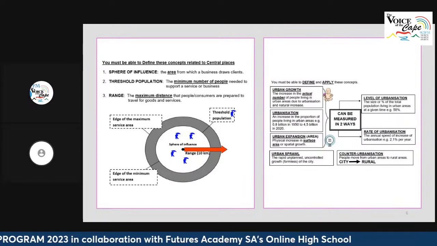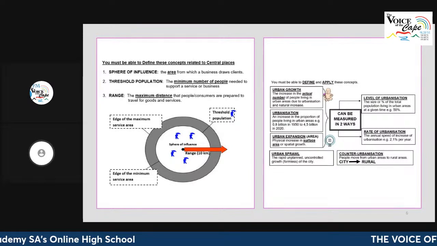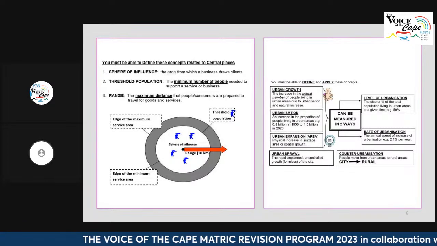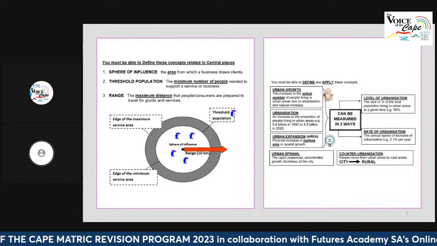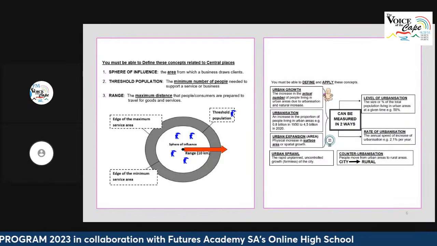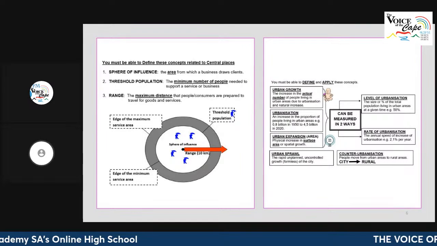Then the range. This is the maximum distance a person would travel for a singular item. Meaning, let's go for Nike. If you want that Nike Techie, how far will you travel from where you stay to the city or to a central place to actually get that Nike Techie if it's not found within your area? So it's the distance we're talking about.